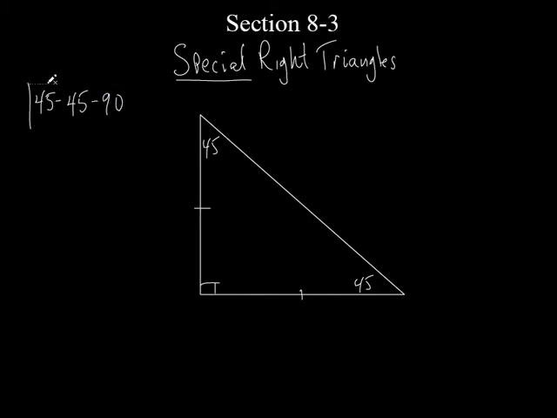It is isosceles, but we describe it by its angles. So we call it a 45-45-90 triangle. And you're right, it is isosceles. But I'm going to get rid of these for right now. You can keep them in there, but you know that they're going to both be equal to each other.